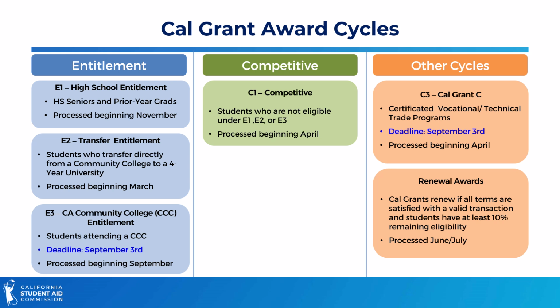Now, this might be a little confusing for your students to follow. However, just like with Cal Grants A, B, and C, students are not applying for a specific Cal Grant award cycle. The timing from which they graduated high school or the type of school they are attending will determine which Cal Grant cycle they fall into.